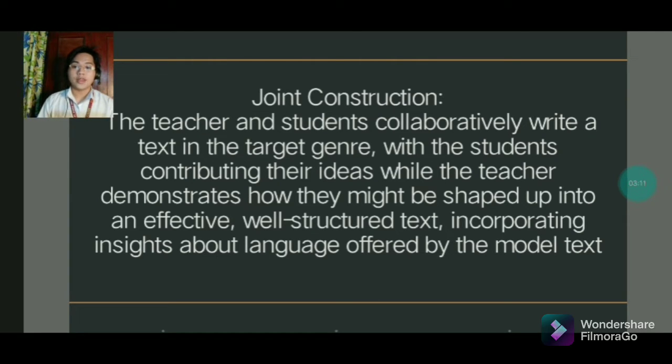They will write a text that will target the genre. While the students share their ideas, the teacher will demonstrate and elaborate their ideas in a way that would be easier for the students to visualize their ideas. So the teacher will explain how it happened and the teacher will incorporate the insights of his students.